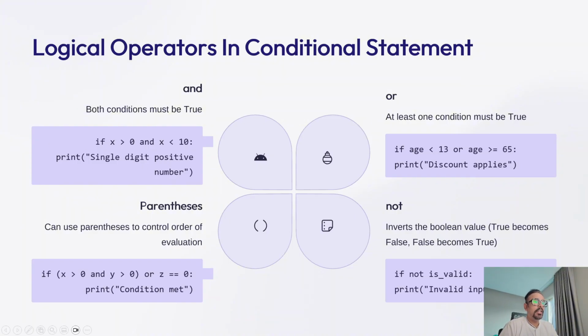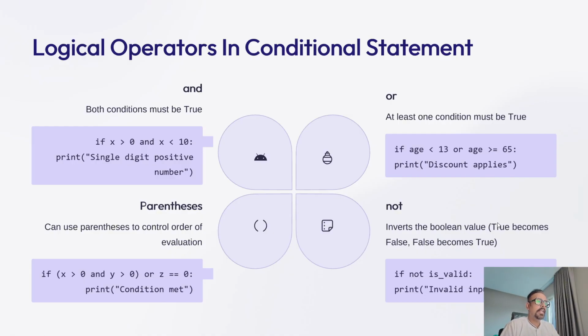Now the second one is the OR operator, which returns true if at least one condition is true. If age is less than 13 or age is greater than or equal to 65, if any of the conditions is true, it is going to run the code block inside the if statement.